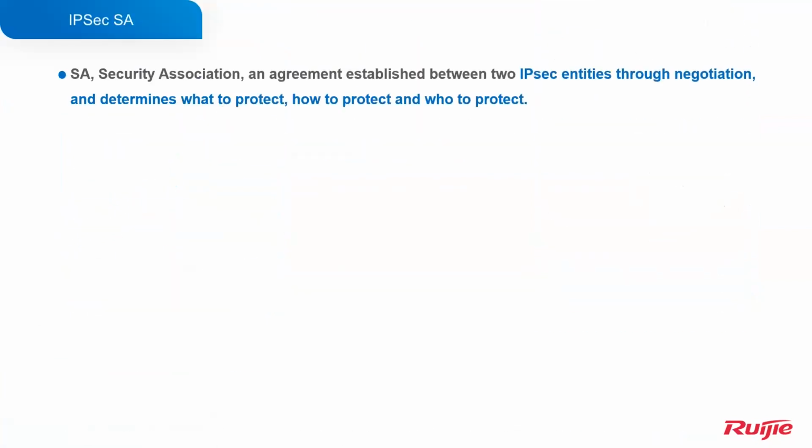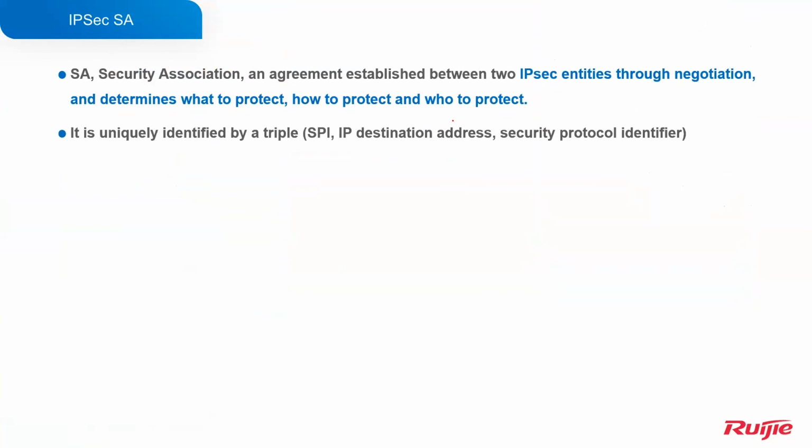And another one is your IPSec SA. What does SA mean? SA is Security Association. It is an agreement established between two IPSec entities through negotiation, and it determines what to protect, how to protect, and who to protect. This is the function of the SA. So in the SA, we have lots of information, and it is uniquely identified by a triple, the SPI, the security parameter index. Different SAs have different index numbers.